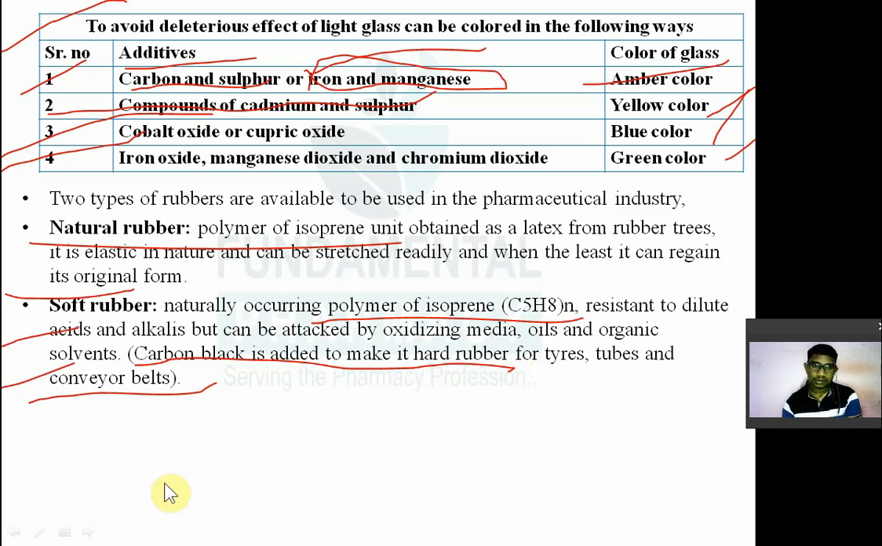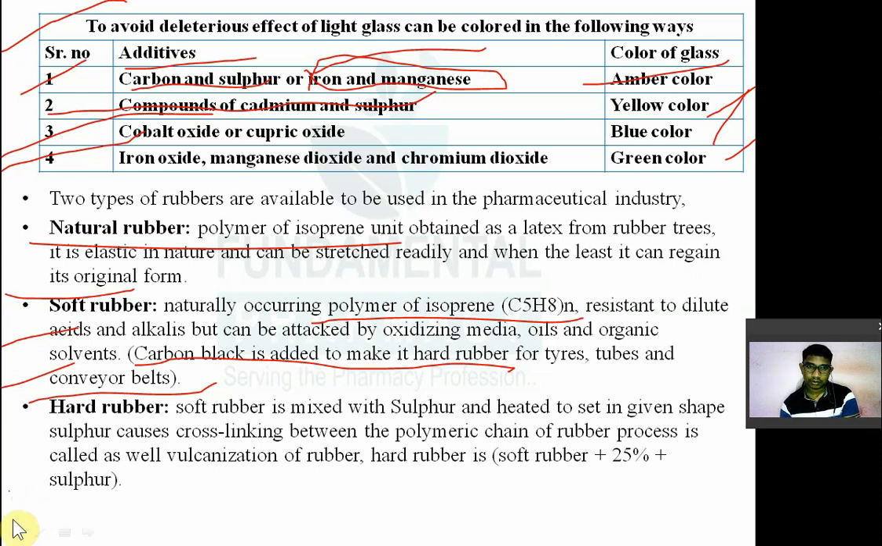That is made up of soft rubber. Now the next one is hard rubber. Hard rubber: soft rubber is mixed with sulfur and heated.